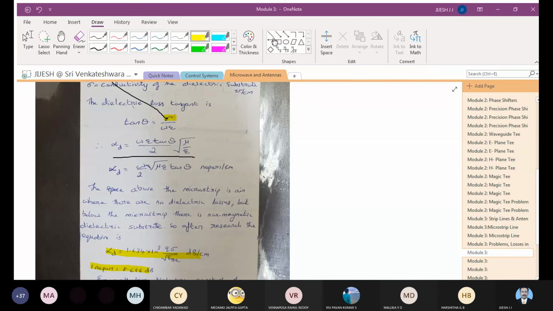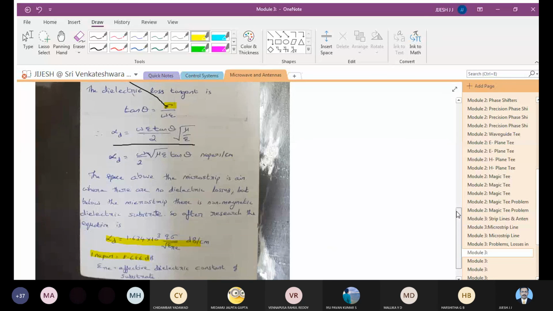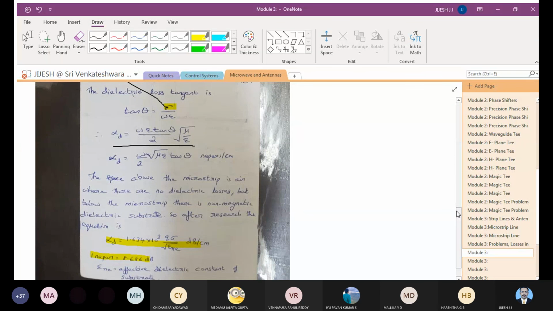Is that clear for you till that equation? Yes, sir. Okay. So we will continue from this equation in the next class. There are a little bit of substitutions and simplifications. So you just complete it till 1 Neper is equal to 8.686 dB, and epsilon Re is the effective dielectric constant of the substrate.